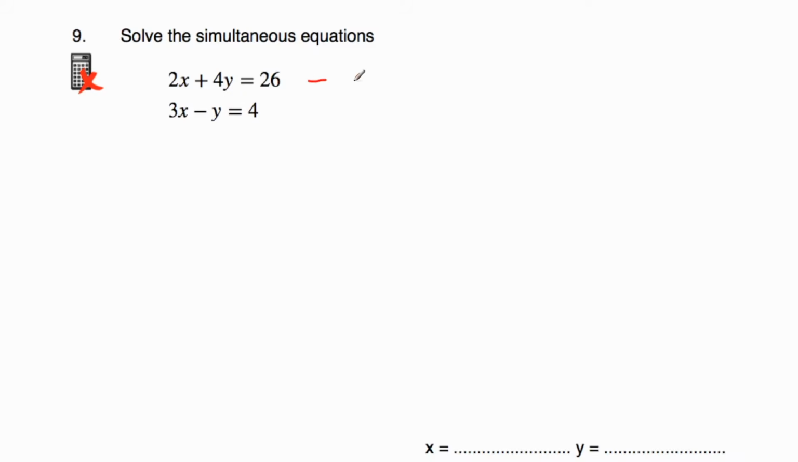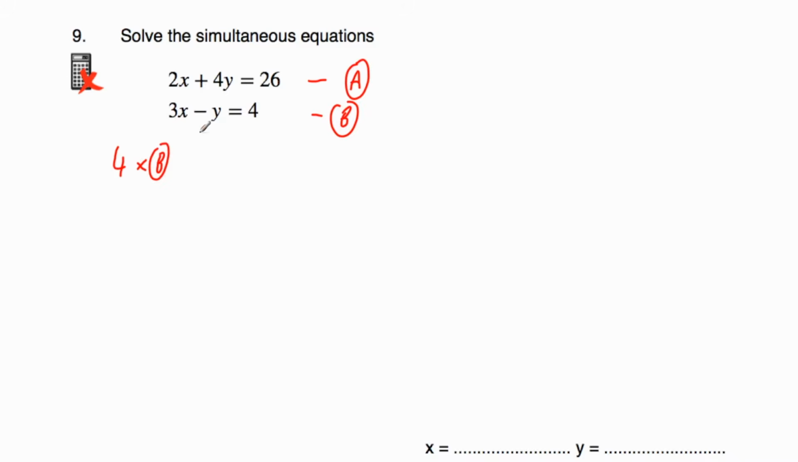So let's label our equations A and B. Now what I'm going to do is multiply equation B, this equation, by 4. If I multiply this equation by 4, instead of having minus y, we're going to have minus 4y. And then we can cancel out the y's using equation A. So let's do 4 times equation B.